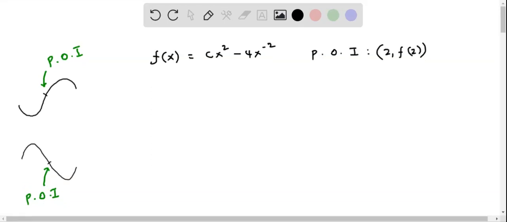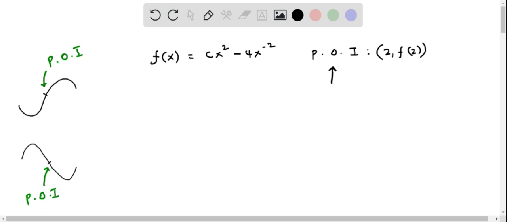Okay, here we determine the value of c such that the graph of f of x has a point of inflection at (2, f(2)). I have written the point of inflection shortly as P.O.I. So let's understand the points of inflection.